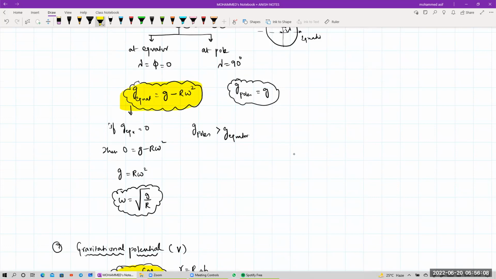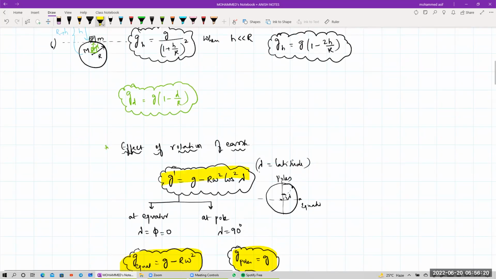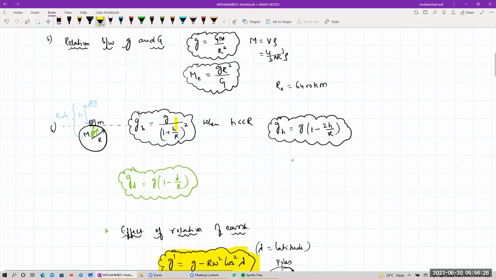g at the equator is g minus r omega square. g at the poles is g, and g at the equator is this value. The angular velocity omega is equal to under root of g by r. The general formula for acceleration due to gravity is g dash equals g minus r omega square into cos square phi. And g at a certain height is given by this formula. If the height is very, very small, then g at height h will be equal to g into 1 minus 2h divided by r.